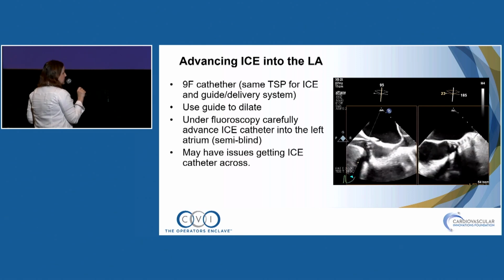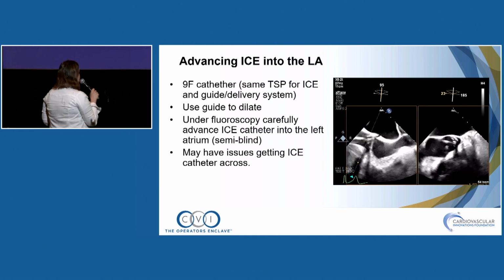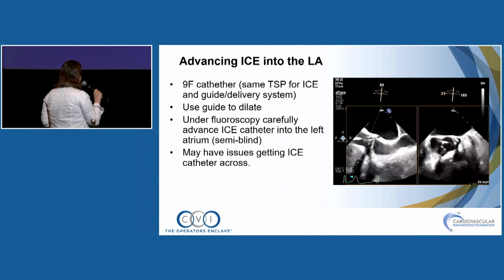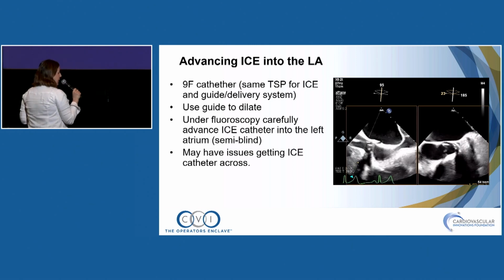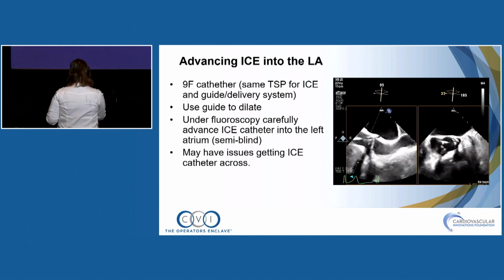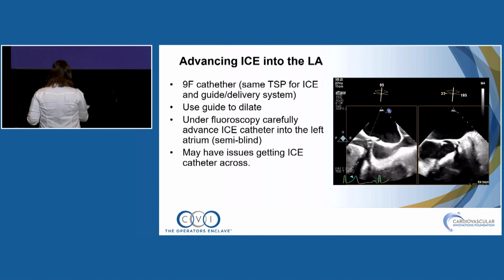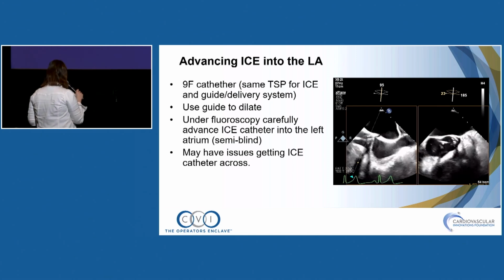In this case, this is one that we tried to do and use the same transseptal, not do a different one. And here we tried to dilate the septum by kind of flossing the guide a little bit, and then you have to get the ICE catheter across, and that's kind of a moment of blindness. We imagers want to watch you the whole time, and we can't see for a little bit, and that makes us a little bit nervous.